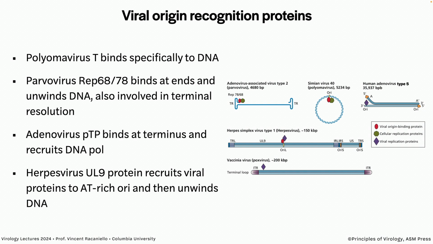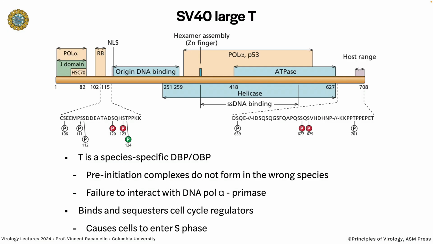The adeno pre-terminal protein is the origin binding protein that binds at the ends, and it recruits the DNA polymerase. And there's a herpes protein called UL9, which also binds to the ori. So in each case, you have an initiation site for DNA replication and a viral protein that binds it to get the replication process going.